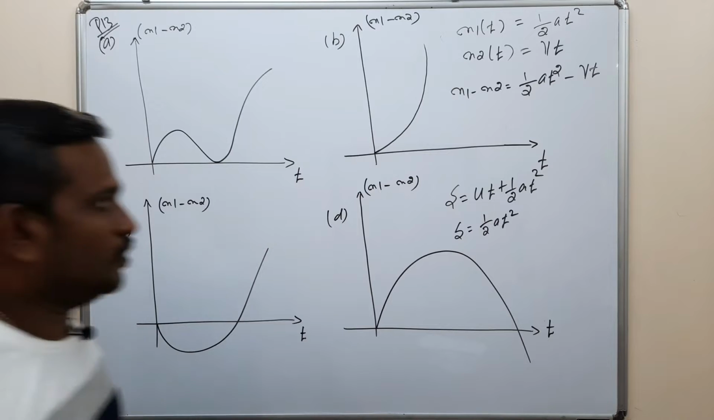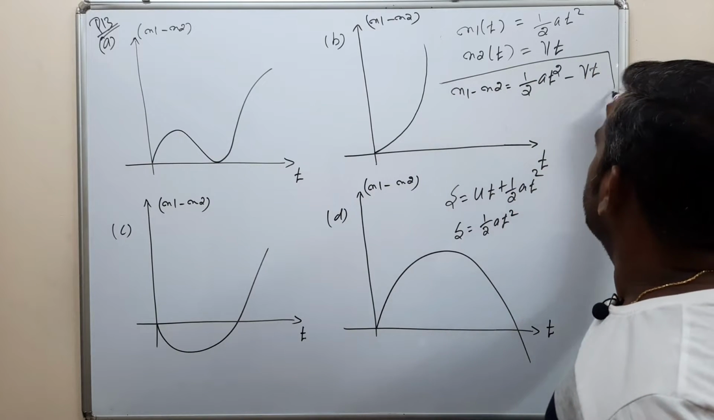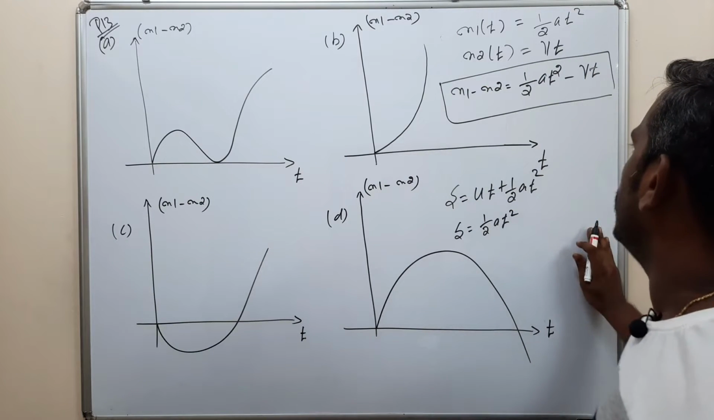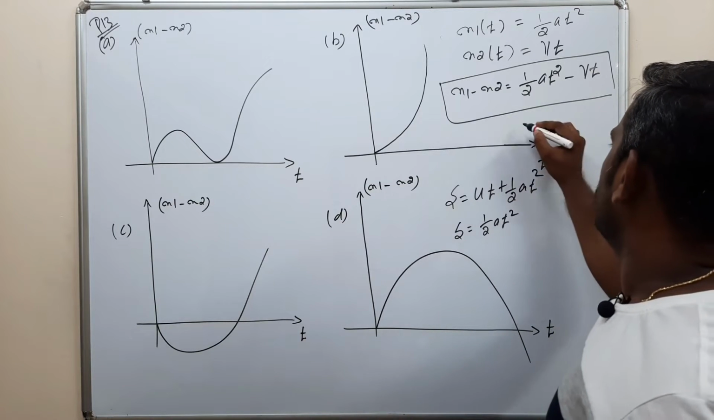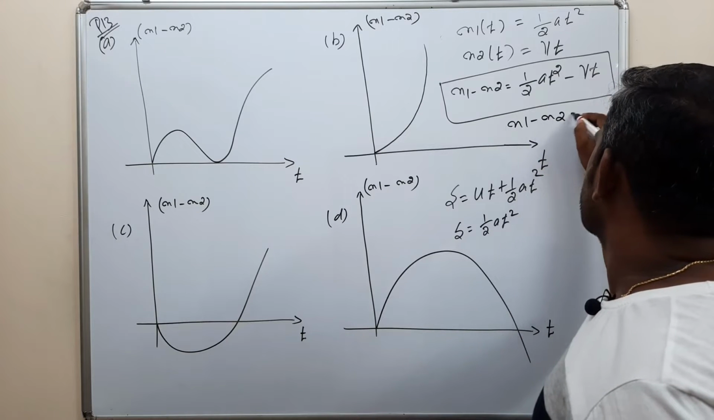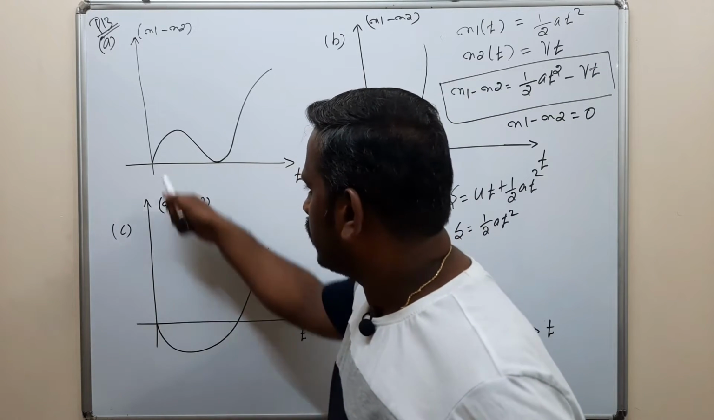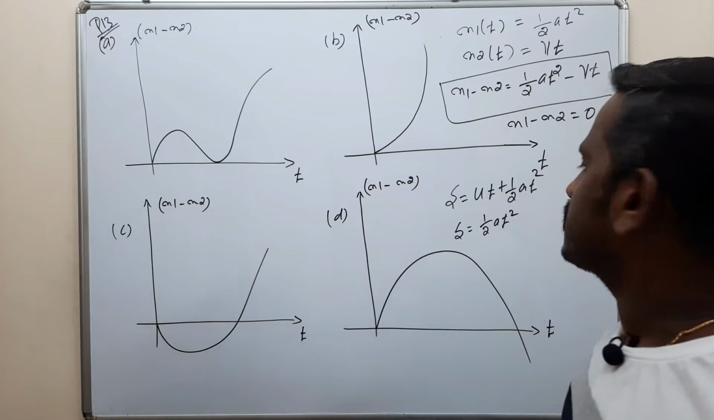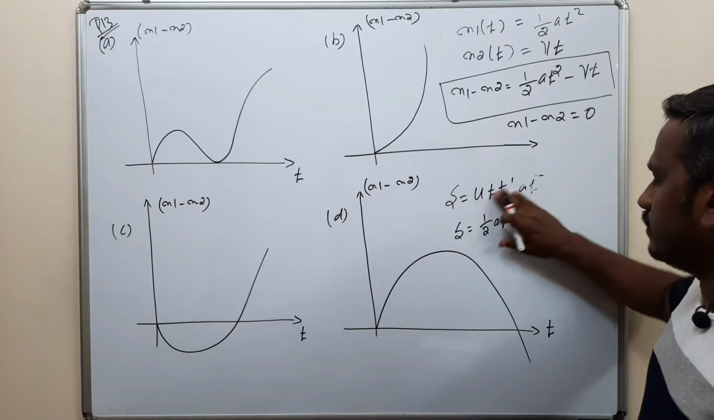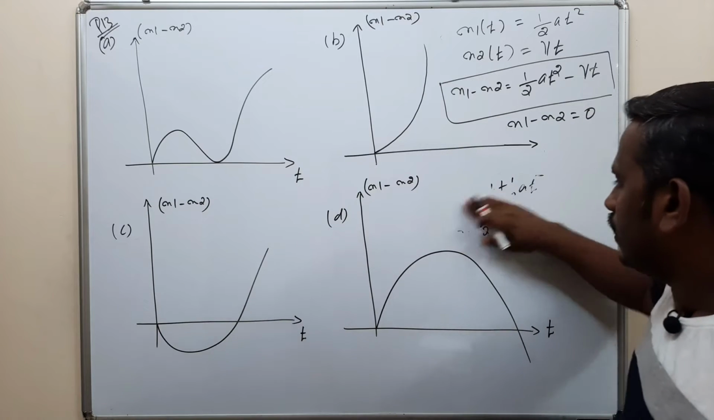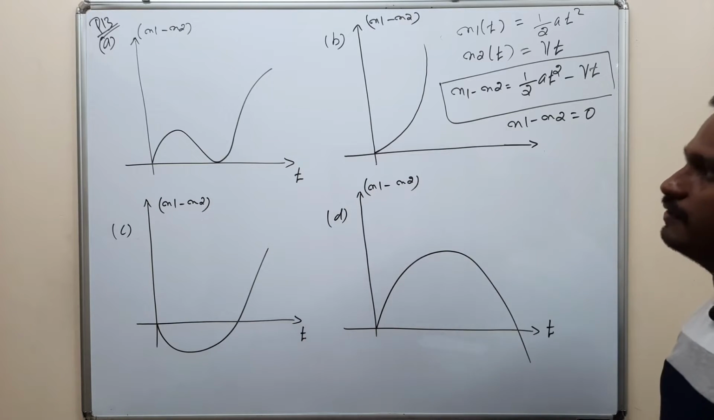So x1 minus x2 is given by the equation x1 minus x2 is equal to half at square minus vt. Suppose time t is equal to 0, then x1 minus x2 is equal to 0. All the 4 given graphs start from the origin, that is x1 minus x2 is equal to 0, so from that we can't identify the answer.